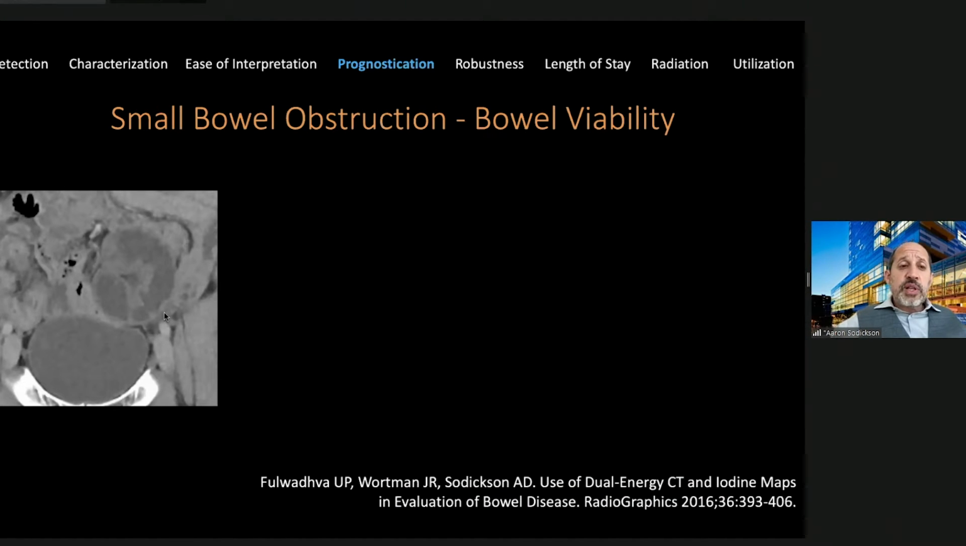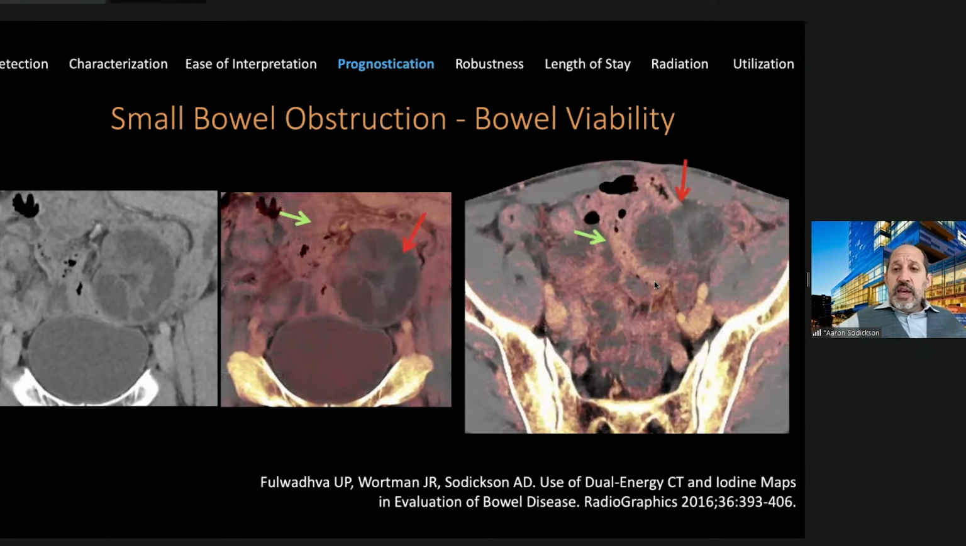Small bowel obstruction, we love this application. Here's a short segment of bowel in a closed loop obstruction. We can see that there is no enhancement within that loop compared to the enhancement within adjacent loops. This bowel loop is not enhancing and is either dead or dying. This patient needs to go rapidly to the OR.